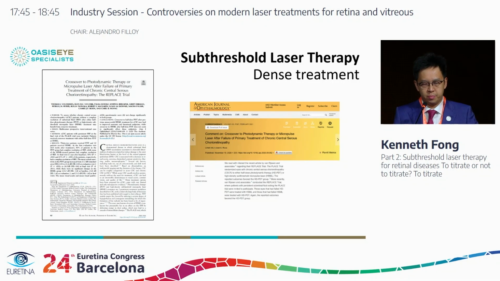Again, this is another reply to the PLACE study, whereby they found that there was weakness in the subthreshold laser in performing in treatment of CSCR. And again, we argued, number one, they did not titrate, and they did not perform a dense treatment, and they used a much older generation machine when performing that clinical trial.